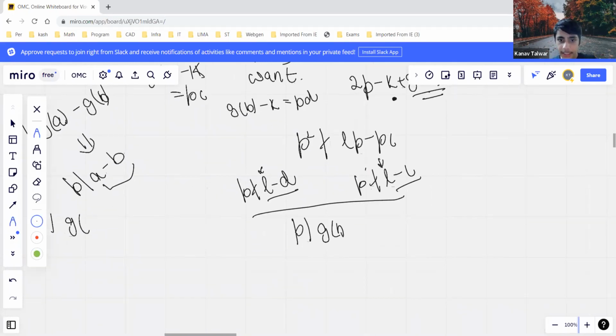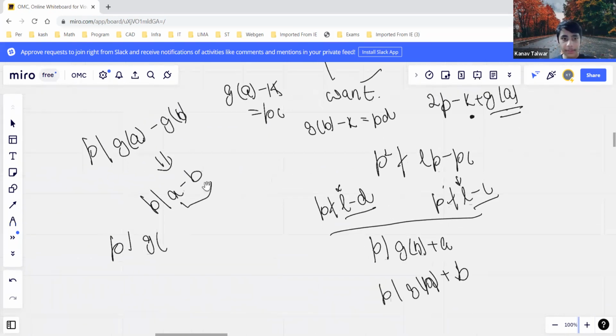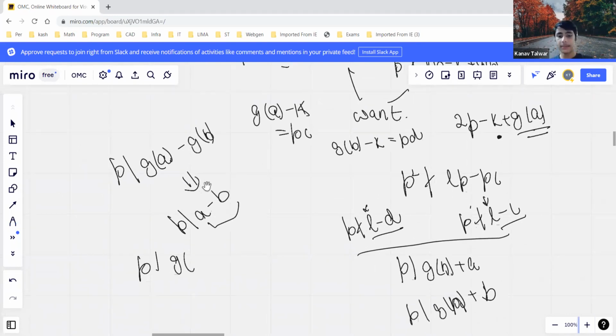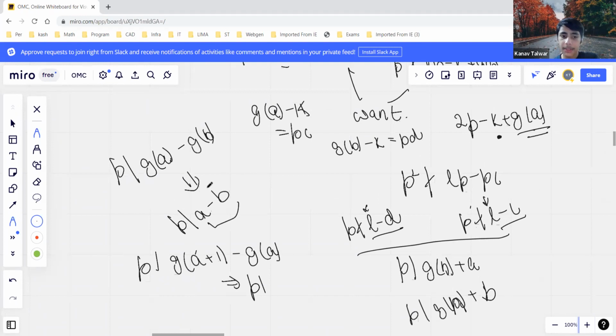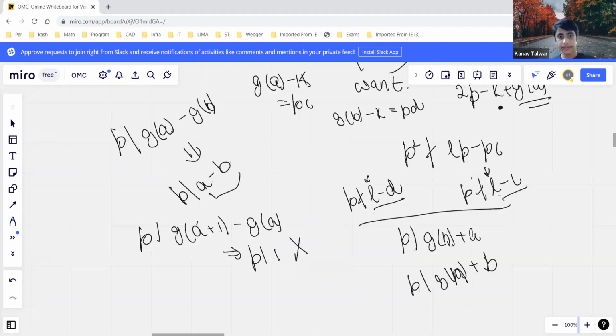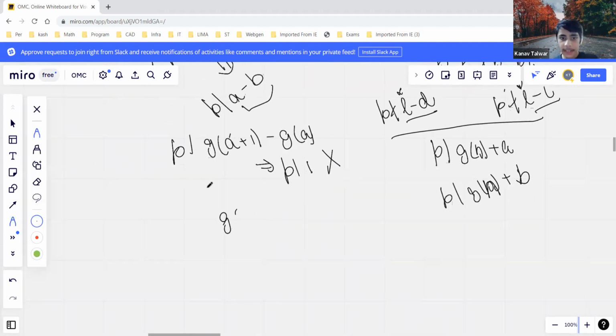Now for completeness, I'll do it. So we actually have P dividing G of N plus A and P dividing G of N plus B. Thus, subtracting the difference, we actually get whenever P divides G of A minus G of B, we have P divides A minus B. Now we choose A and B to be consecutive. So if there was a prime dividing G of A plus 1 minus G of A, we have that P divides A plus 1 minus A, which is 1, which is clearly not possible.